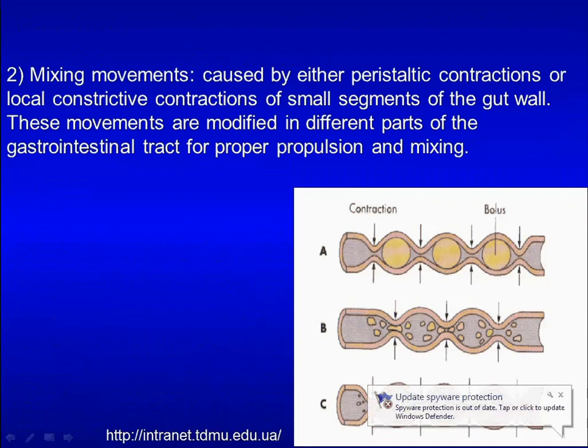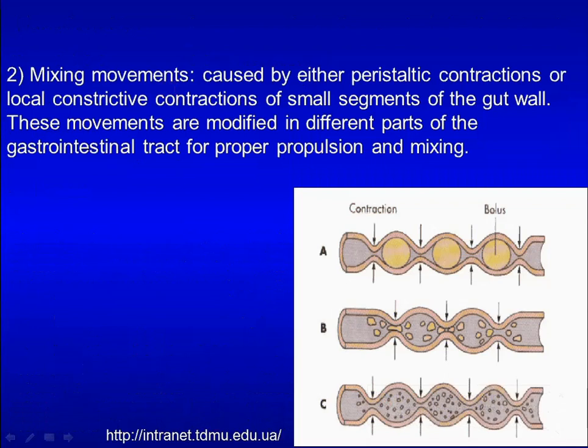Second type of movement is mixing movements. They are caused by either peristaltic contractions or local constrictive contractions of small segments of the gut wall. As shown in this picture, first round contractions trap the bolus in smaller segments. Second round contractions break the bolus into smaller pieces. Portions from two neighboring segments are mixed. Third round contractions again mix portions from two neighboring segments, as shown here.